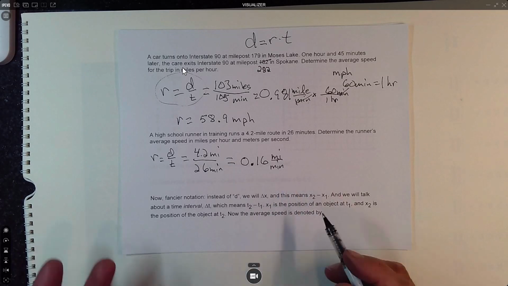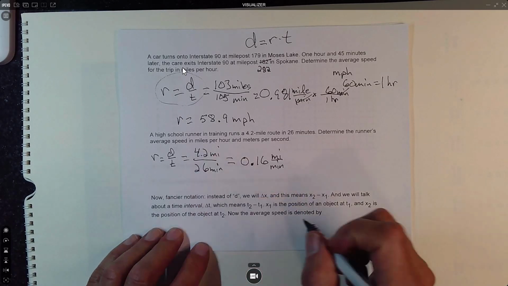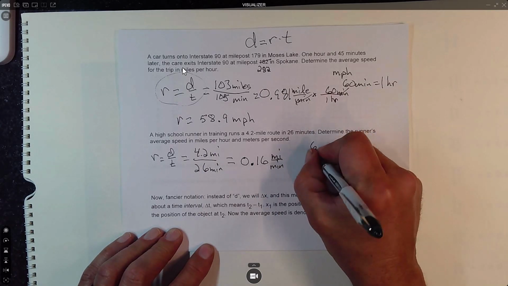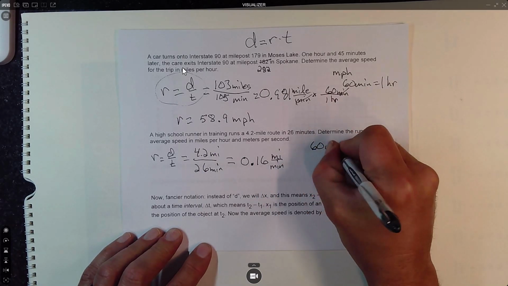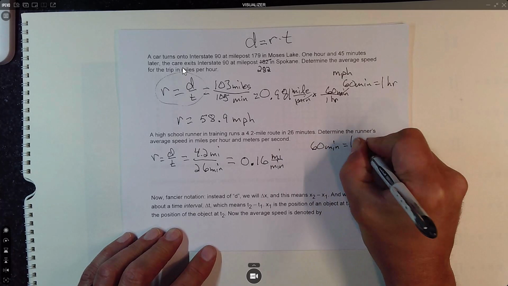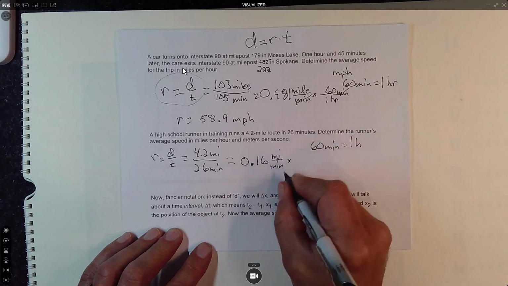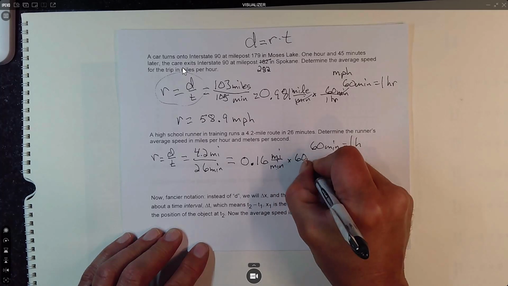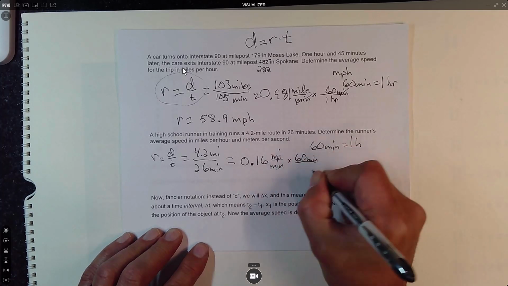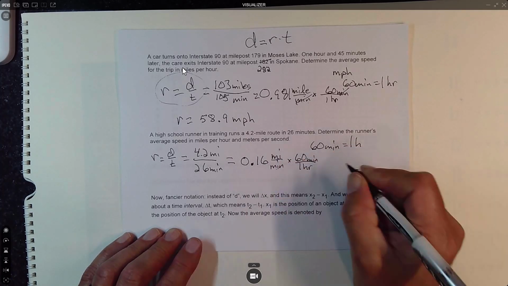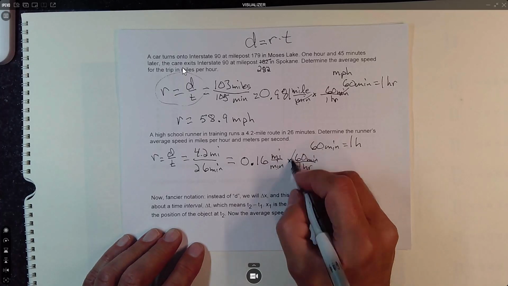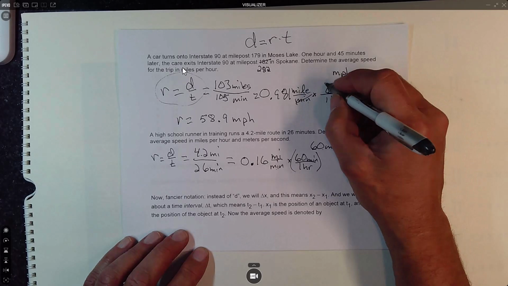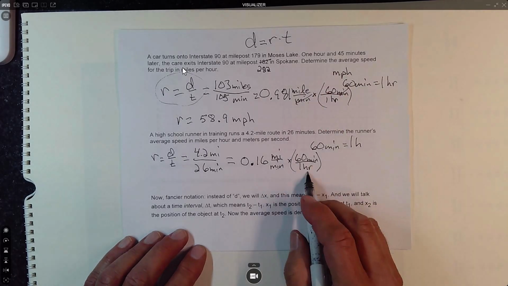Now, I need to convert that into miles per hour first, and so I can use the same thing I had up here, that 60 minutes is equal to 1 hour. I've got minutes on the bottom here. To get rid of them, I'll take the 60 minutes over 1 hour. Now, because those two things are equal, this is 1. Same thing up here. That's equal to 1.